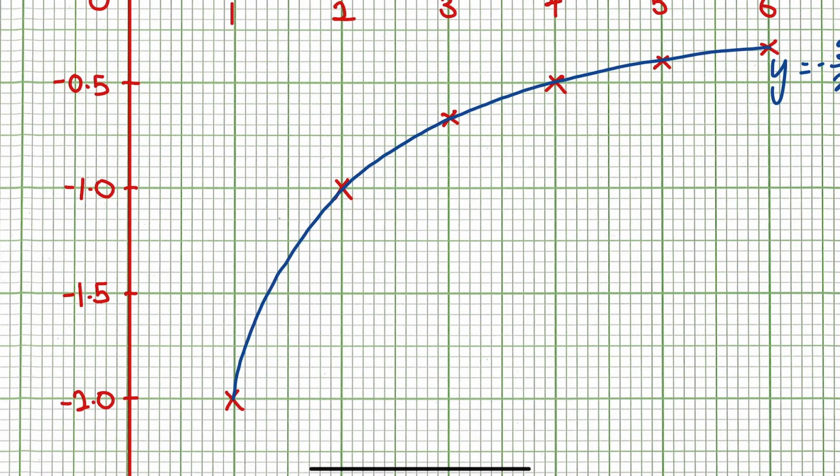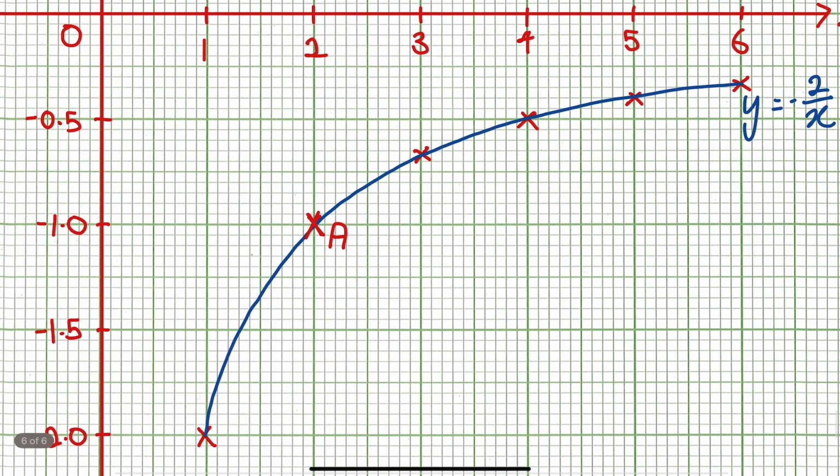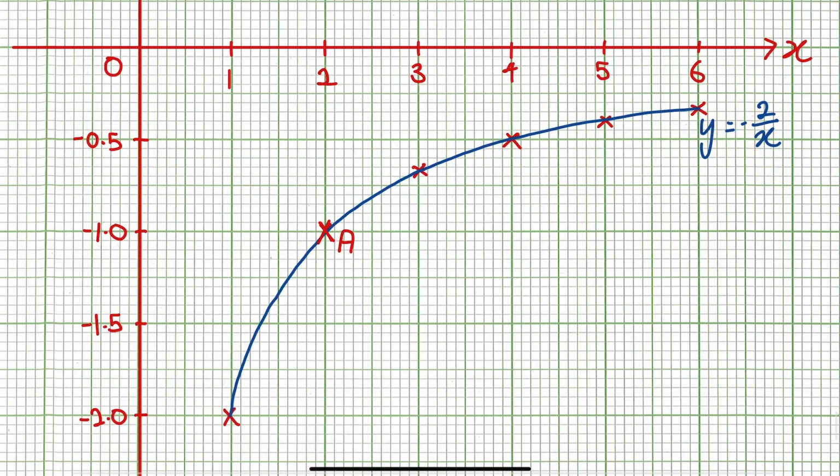Okay, so we label this point out. This point here, point A. Draw a tangent to the curve at this point. So very simply, I will draw a tangent to the curve at this point here. So remember the steps again.